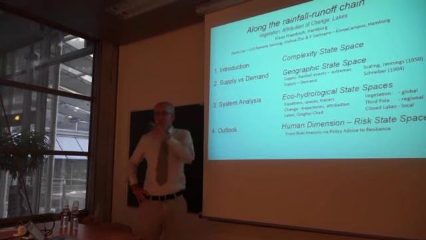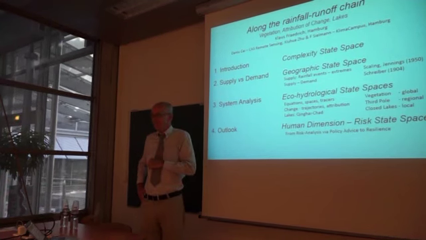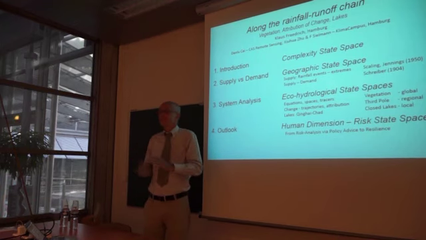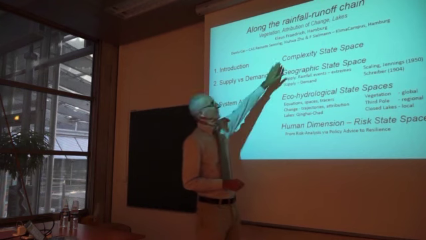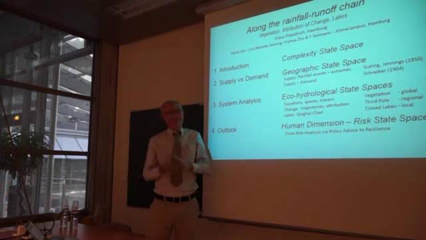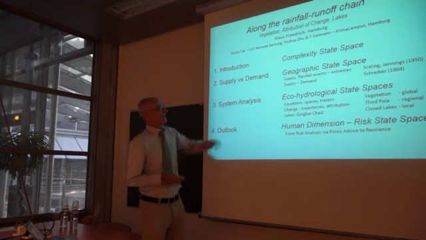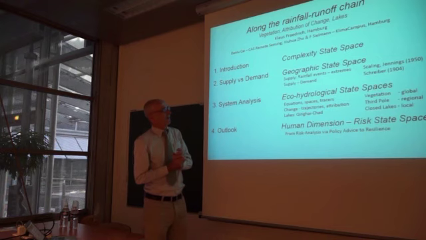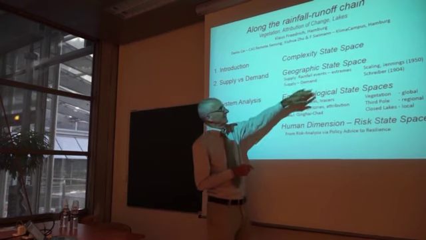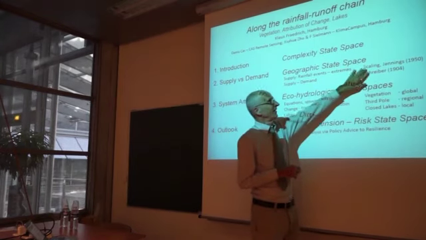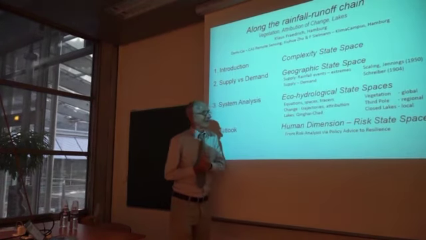Walk through different spaces when I go following the rainfall runoff chain and look here and there. So what we have done: first, I introduced to you a complexity state space, which is quite simple. Everything is quite simple, actually. Then I walked along the geographical state space and looked at rainfall events, extremes, and supply and demand. These are two formulas which I like to look at.